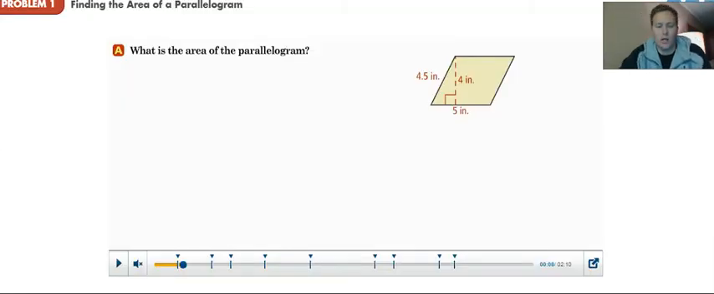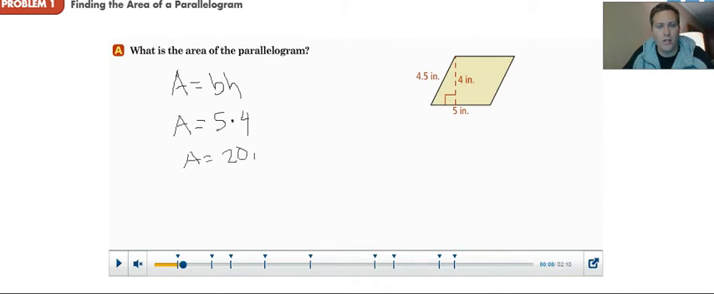Alright, so our first problem, we have the area of a parallelogram. So remember, our formula for a parallelogram is area equals base times height. If I'm looking at this right here, my base is going to be 5. So I have area equals 5. And remember, for a parallelogram, it is not this slanted side. It is that vertical, the height of the whole thing. So it would be 5 times 4. So my area is going to equal 20 inches squared. Okay? That's nice and easy. Let's go to another one.